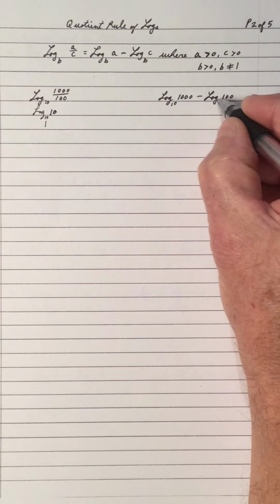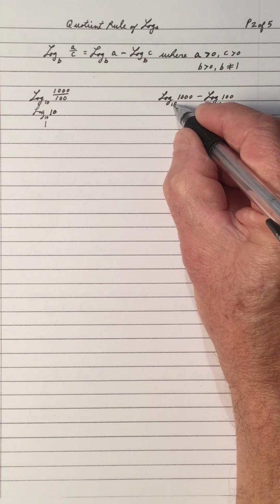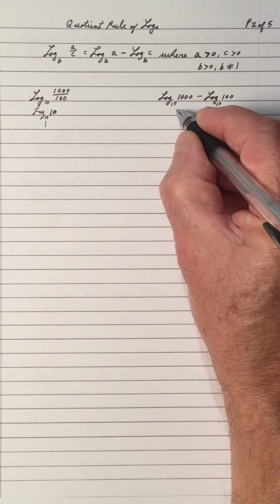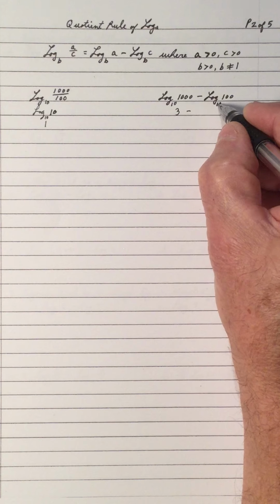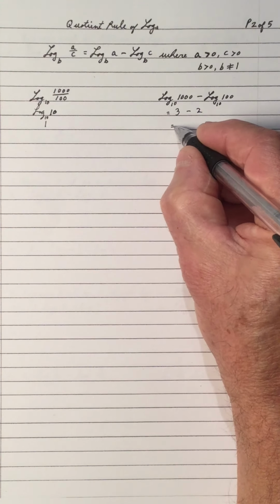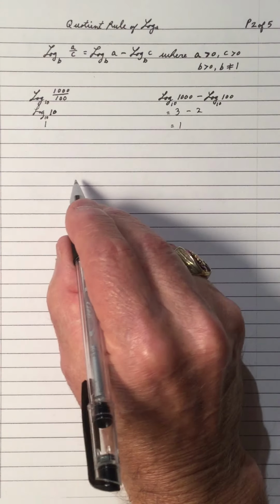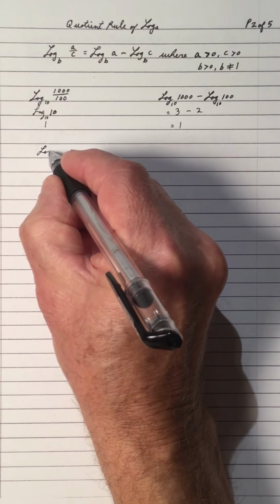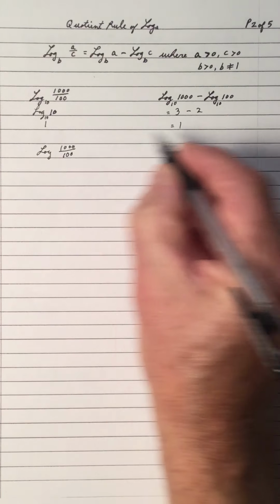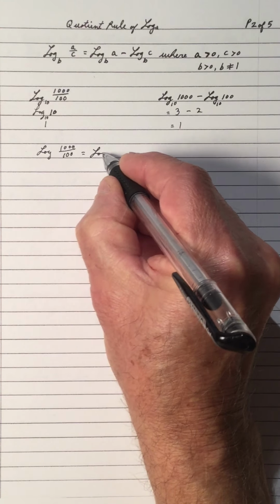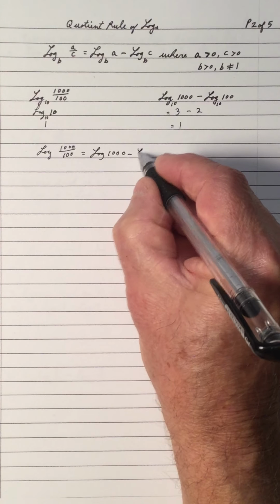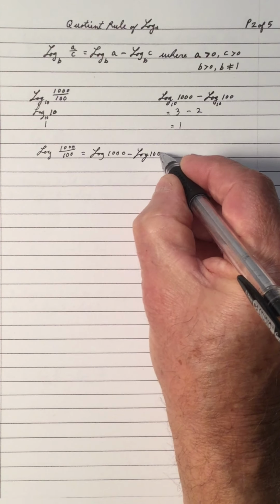This is the base 10. And this is the base 10, because there's no base here, so it should be 10. So 10 to what power gives you 1,000, and the answer is 3. 10 to what power gives you 100, is 2. So 3 minus 2 is 1. So that means that the log of 1,000 divided by 100 is equal to the log of 1,000 subtract the log of 100.